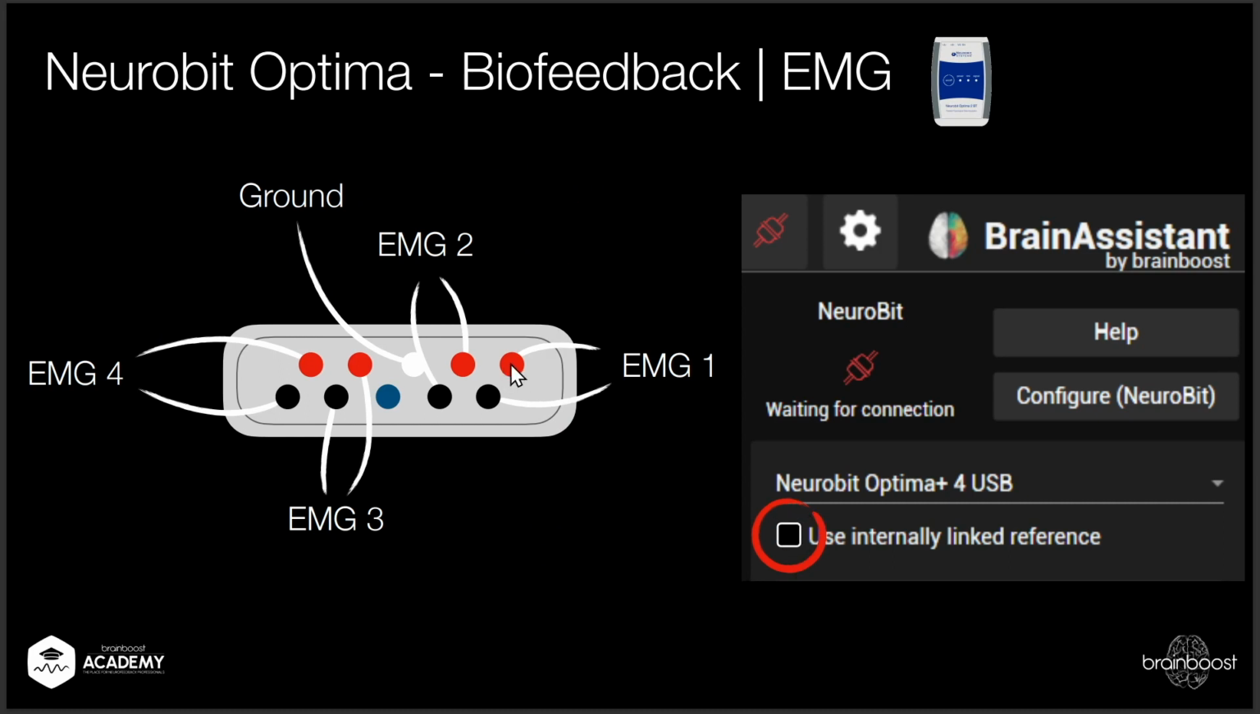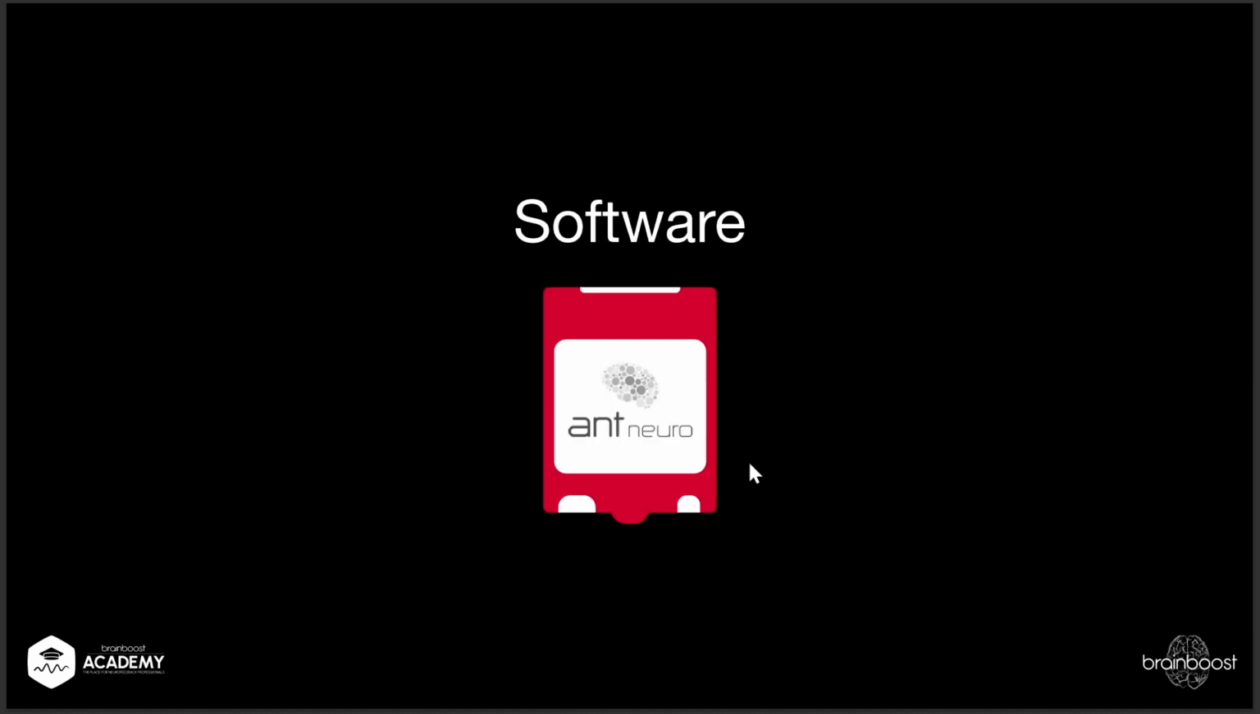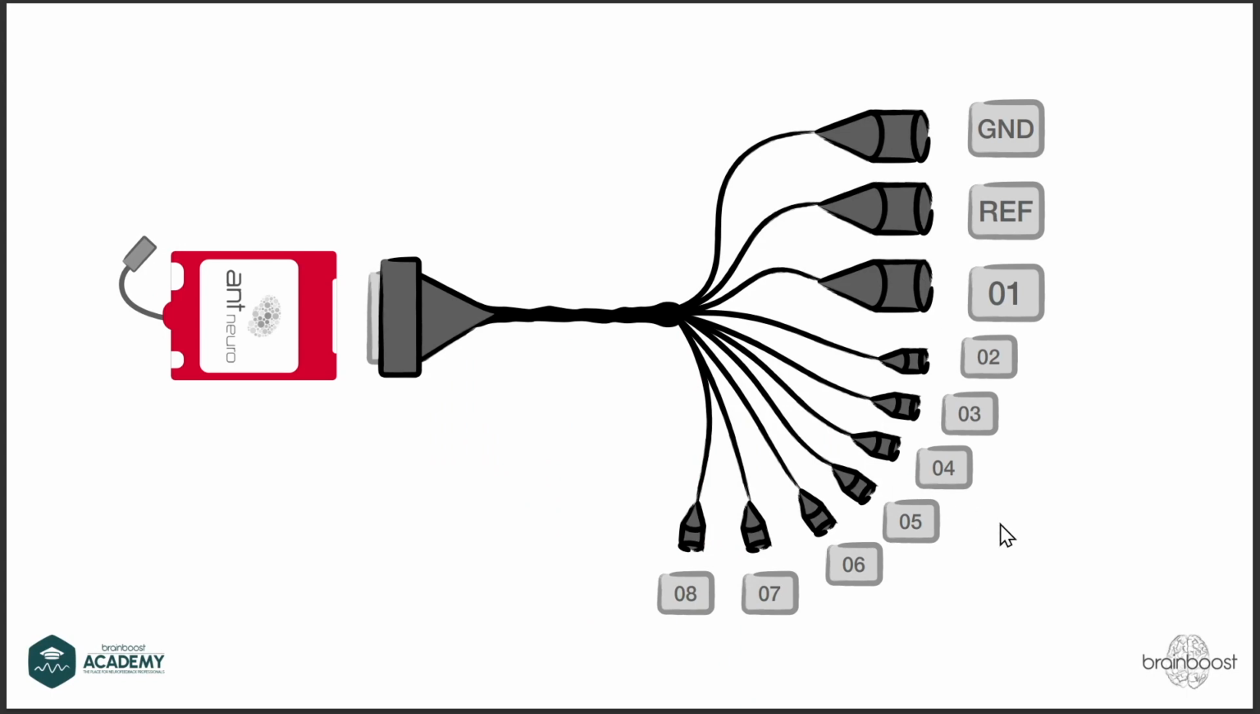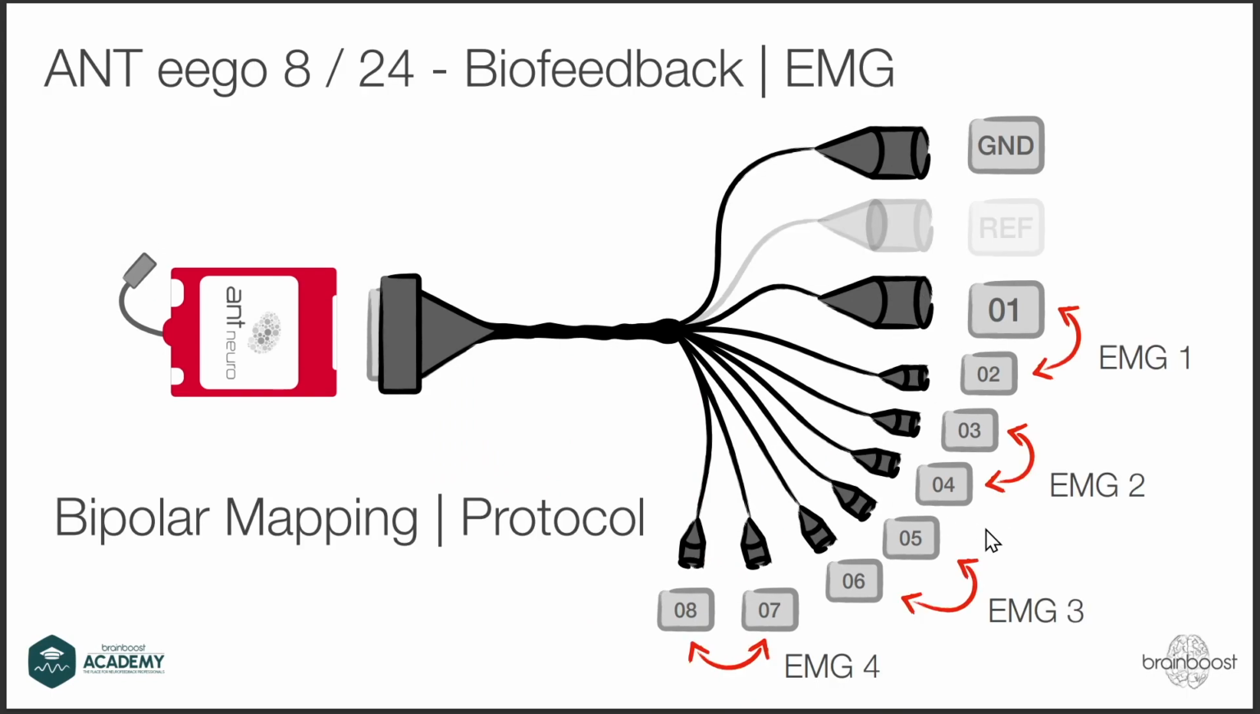And now this active channel refers to this reference. This active channel refers to this reference, and so on. This is what you want to do when you, for example, want to do an EMG or, of course, a bipolar signal or a bipolar training or measurement. This is what I just showed you. So here we do the bipolar setup, and this leads to this one.